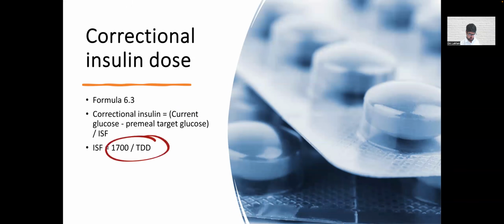So insulin sensitivity factor, which is 1700 divided by total dose of insulin. Now, insulin sensitivity factor tells you how much glucose will be reduced by 1 unit of insulin. So in the same equation, the patient's total dose of insulin was 10. So 1700 divided by 10 is 170. So 1 unit of insulin will reduce blood sugar by 170. This is a little high because the patient's insulin requirement was a little low, based on the weight.